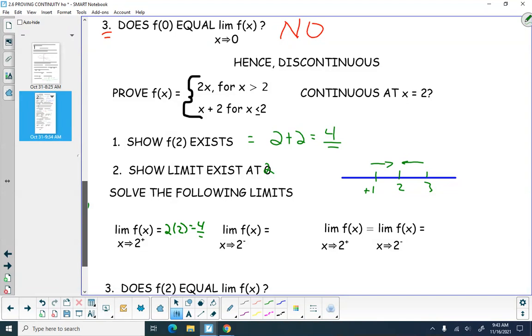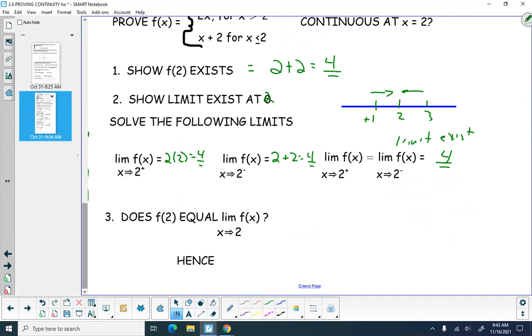As I approach 2 from the left-hand side, now I'm using values that are smaller than 2. So now which one are we going to use? The bottom one, which is 2 plus 2, which is a value of 4. Does the limit exist? Do these two values equal? Yes. So the limit exists at a value of 4.